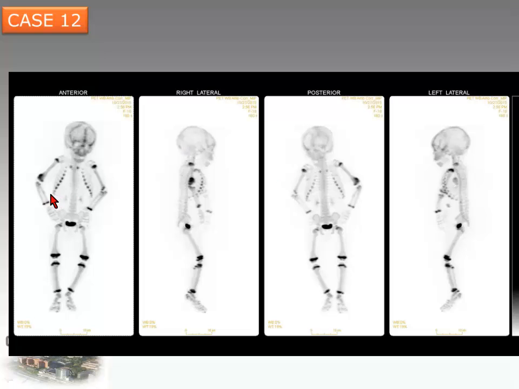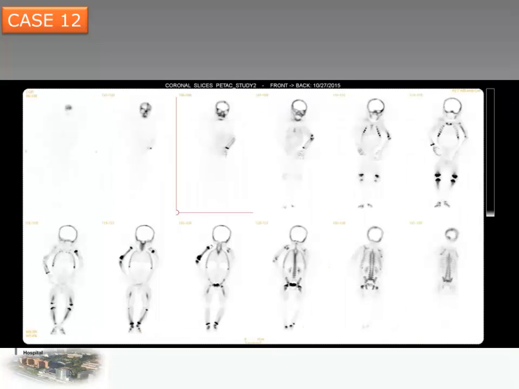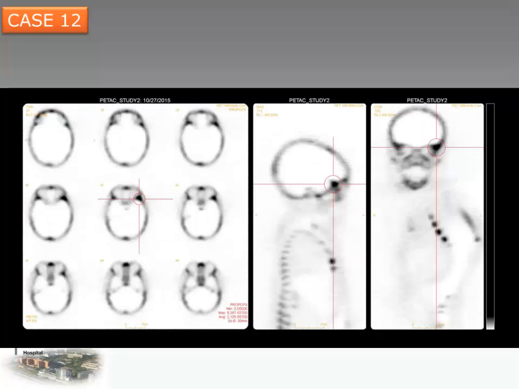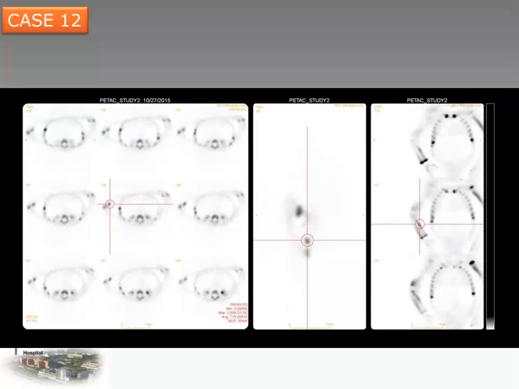Look here and here, okay? The radiologist with the X-ray survey detected only the right humerus fracture. Nothing about the skull and nothing about the right radius. Here you have the coronal images of all the body. And here you have a triangulation of the distal right humerus and the triangulation of the area around the left orbita, in which you can see very well the asymmetry in the uptake of this area from one side compared to the other. And here there is a triangulation of the lesion in the middle of the right radius.